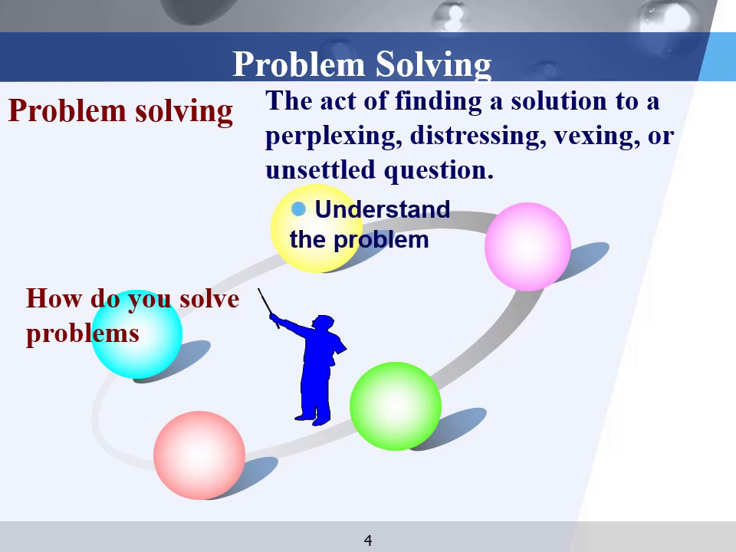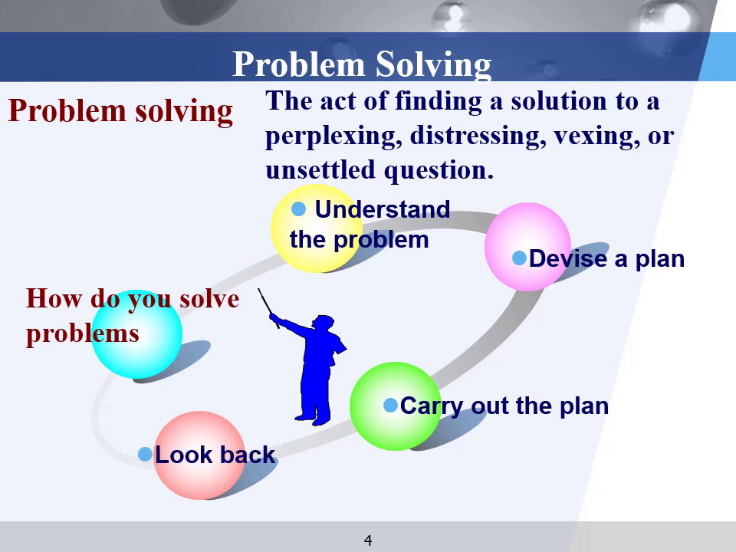First of all, you need to understand the problem. Secondly, you need to design a plan. And then you can carry out the plan. And then you can look back to see whether the generated result is what you expected. If the result is not good, you probably need to reanalyze the problem, and then maybe make a new plan and carry it out. So this is kind of like a loop.